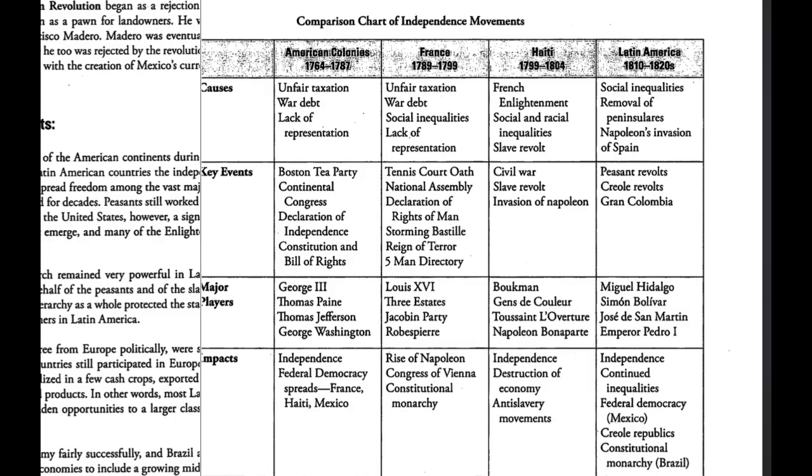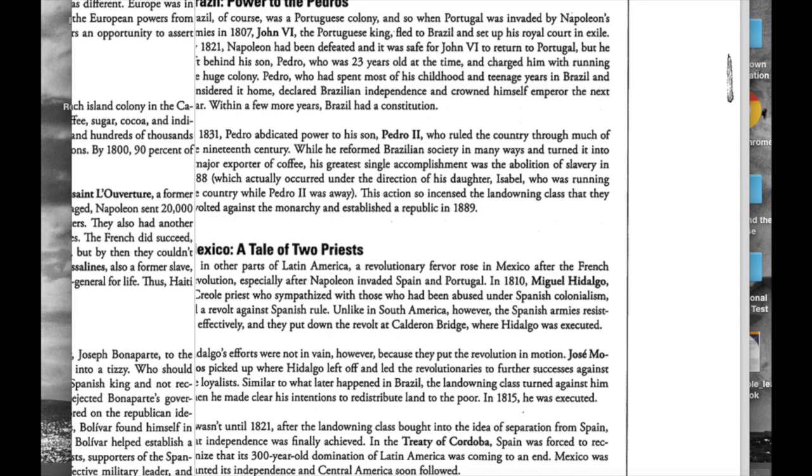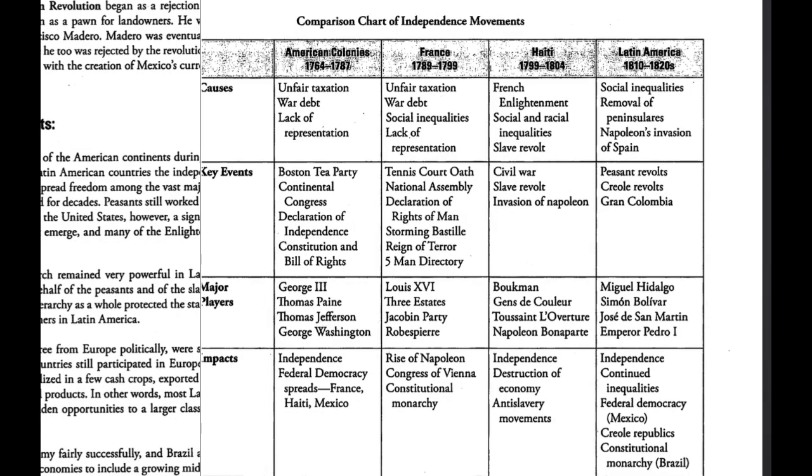These are the major revolutions. I would go back and look at some of the key Latin American revolutions, particularly the ones in Brazil and Mexico that I did not talk about yet. Please go back. They're on page 235 in your Princeton Review.